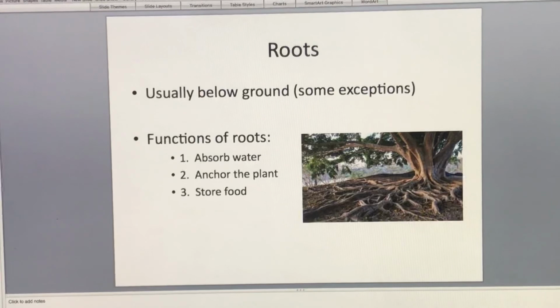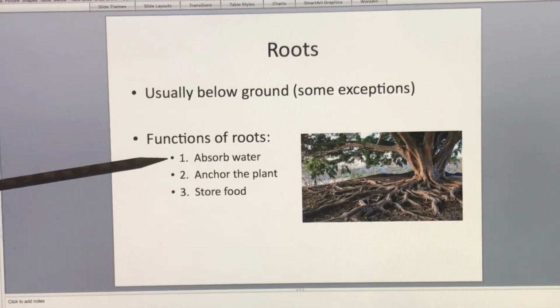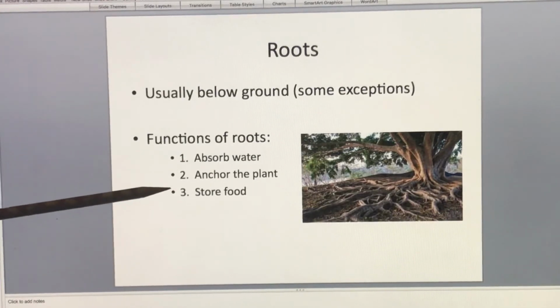All right, now let's look at roots. Roots are typically found below the ground, although there are some exceptions. And there are three main functions of roots. They have to absorb water, help to anchor the plant, and store food.